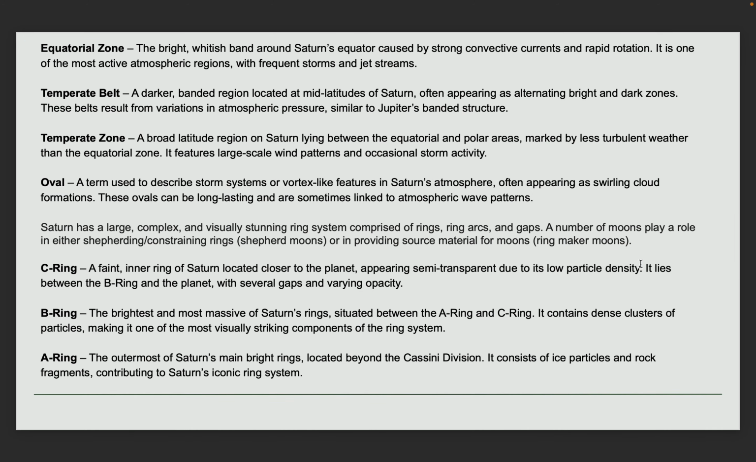The A ring is the outermost of Saturn's main bright rings, located beyond the Cassini division. It consists of ice particles and rock fragments, contributing to Saturn's iconic ring system. The B ring is the brightest and most massive of Saturn's rings, situated between the A ring and the C ring. It contains a dense cluster of particles, making it one of the most visually striking components of the ring system.